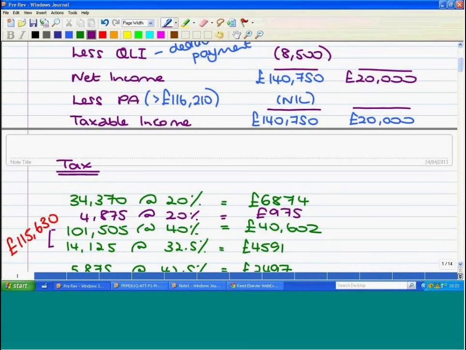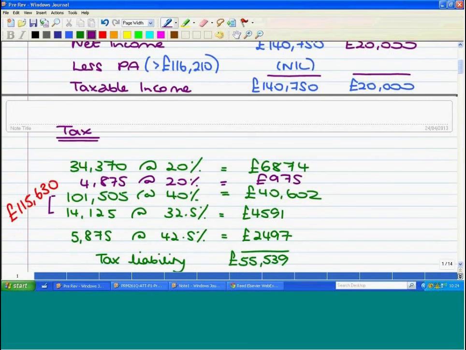So after I tax my non-savings income, I'm actually left with a gap in my higher rate band. So when I come to tax my dividends, I'm then taxing my dividends at the 32.5% until I fill up that higher rate band. And it does mean that some of my dividends there are going to fall into the additional rate and be taxed at 42.5%.